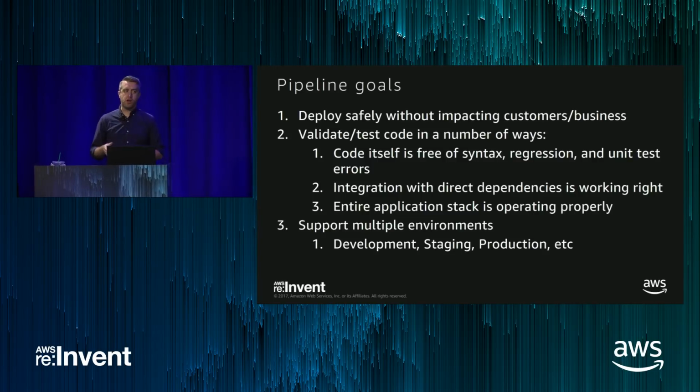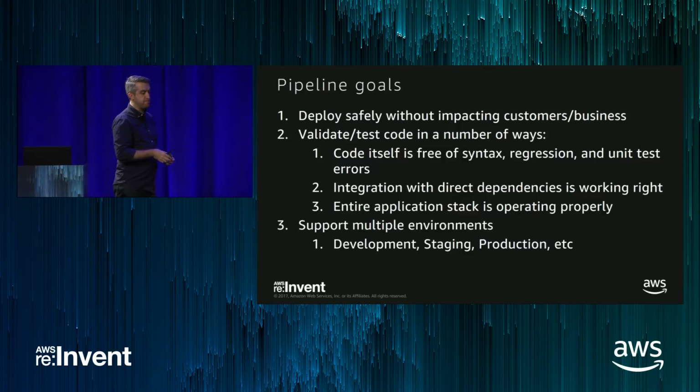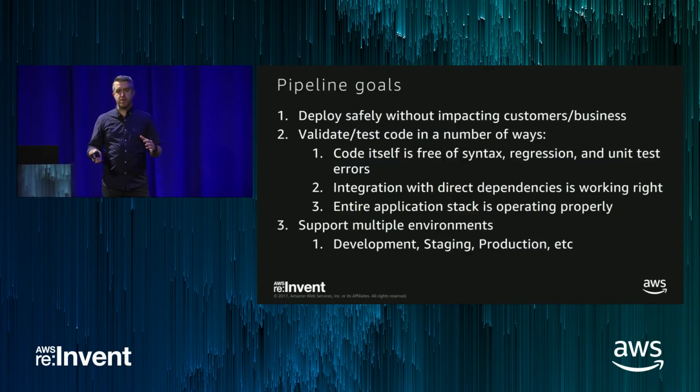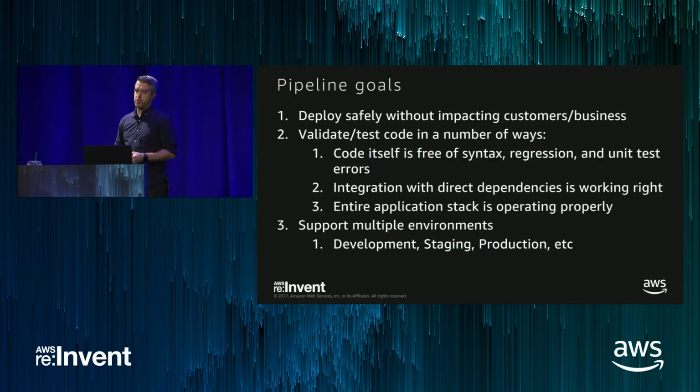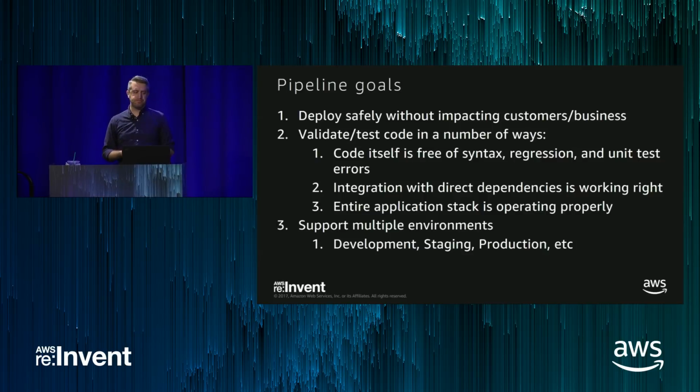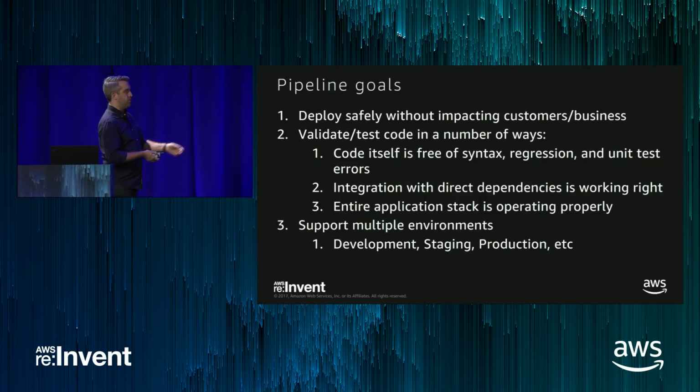How do we make sure that we're not going to go out and break another team's part of the infrastructure? And then we want to make sure that the entire stack is operating properly. So how are we making sure from kind of the front to the back of what we're doing is going to work as, again, we're rapidly iterating and deploying our application? Lastly, we want to be able to support multiple environments.